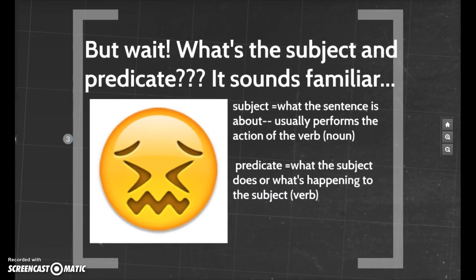So what is the subject and the predicate? It sounds familiar, but maybe you just don't remember. Now your subject is going to be what the sentence is about. It usually performs the action of the verb and it acts as a noun, okay? So it's going to be what the sentence is about, the subject. Now for the predicate, this is going to be what the subject does or what's happening to the subject. So that's going to be a verb, okay? Your subject is a noun, your predicate is typically a verb. So let's keep that in mind as we keep moving.